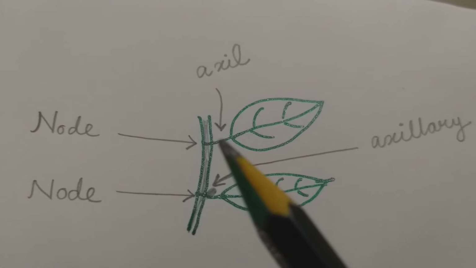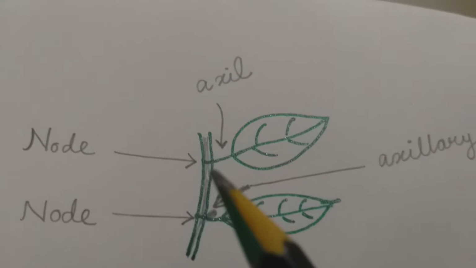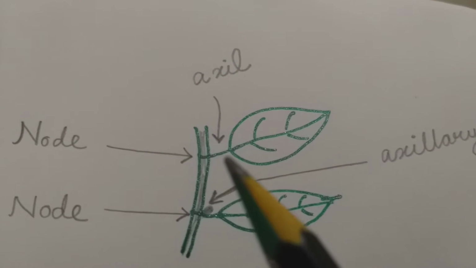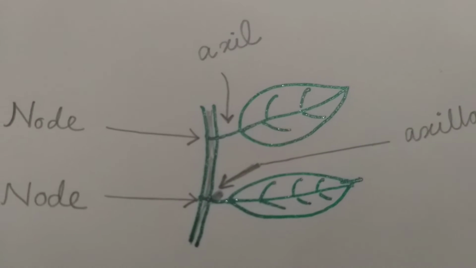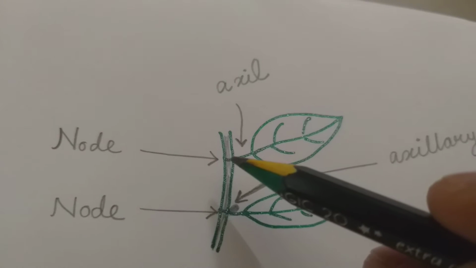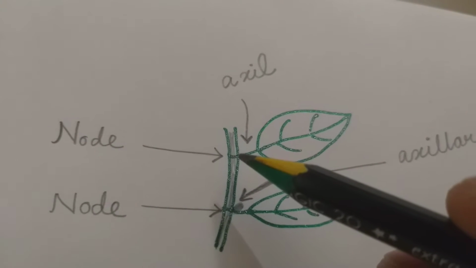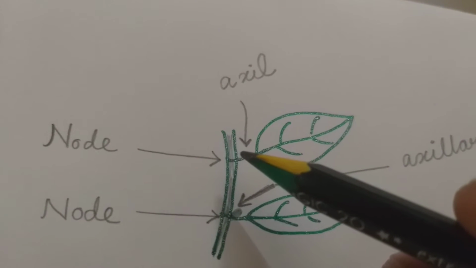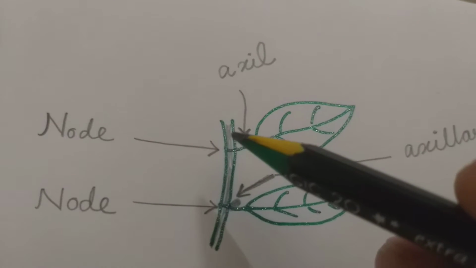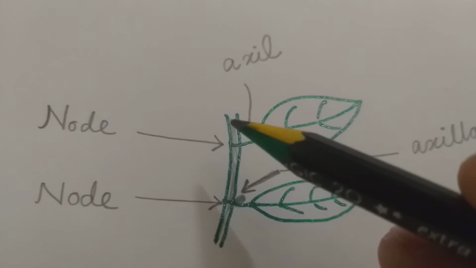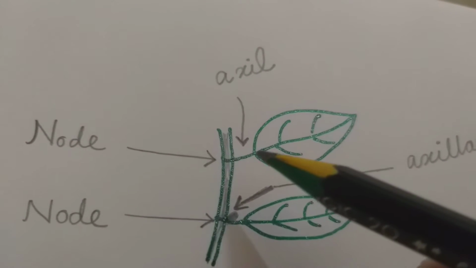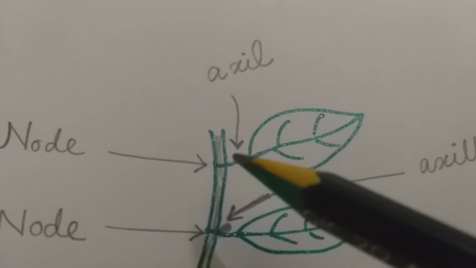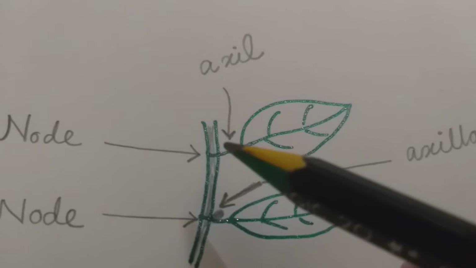Now this part is called axil. Between the base of the leaf and the main axis of the stem, there is an angle. This angle is called axil. Axil is the region which lies between the main axis of the stem and the base of the leaf.